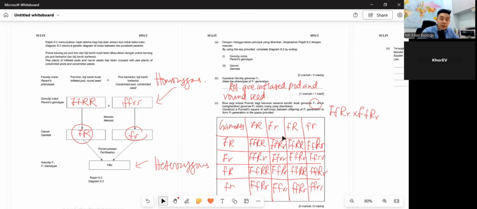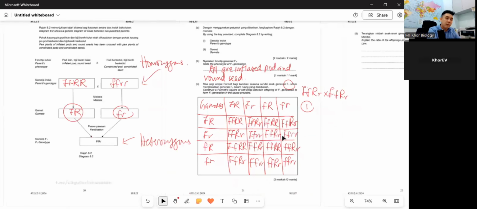Guys, if you got all this right, they give 1 mark for the Punnett square itself, 1 mark for the gametes, and 1 mark for all the genotypes being correct. Okay?